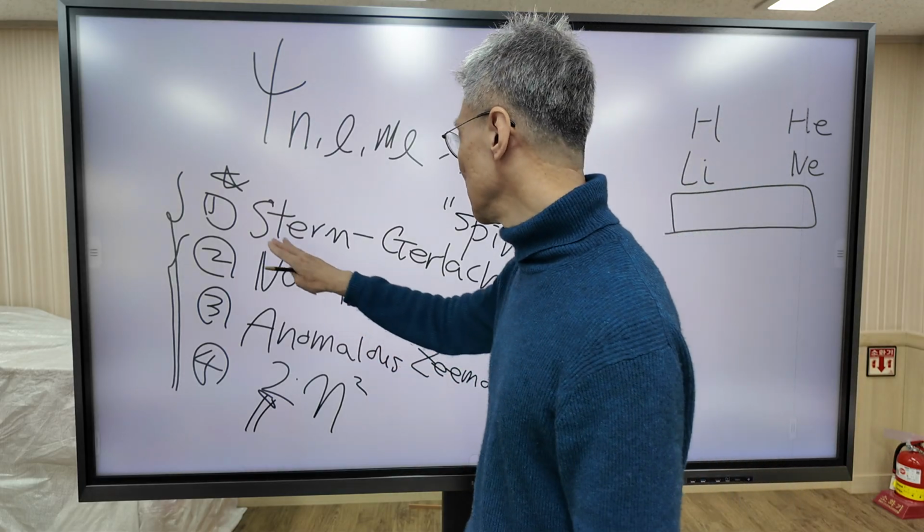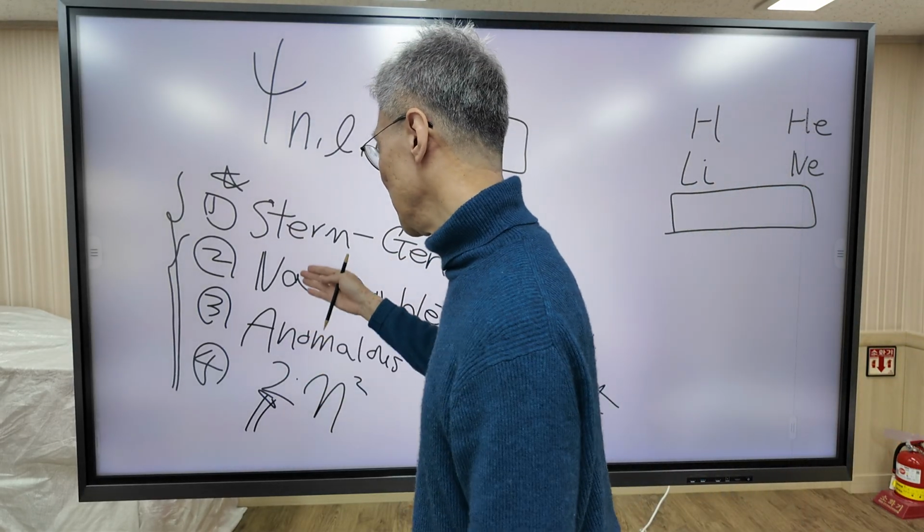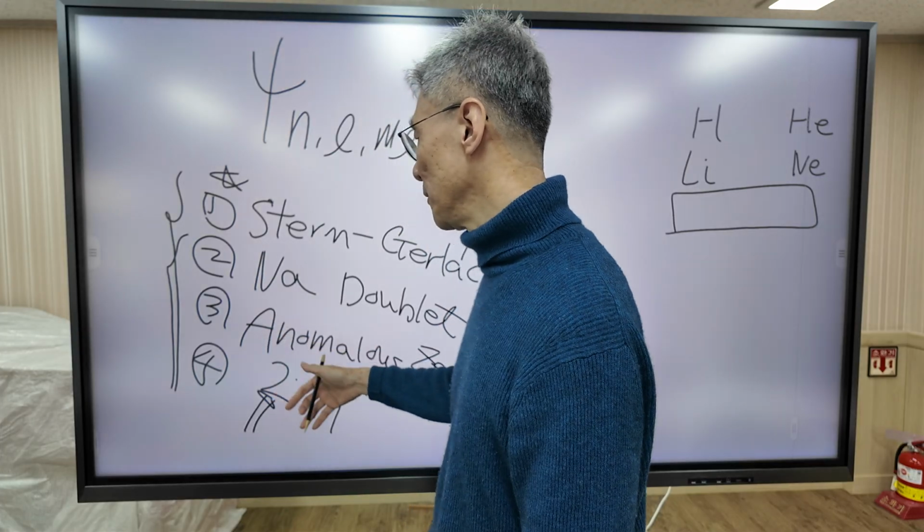Today we explained the Stern-Gerlach experiment using the concept of spin. Next time we are going to explain this 2n² using spin.